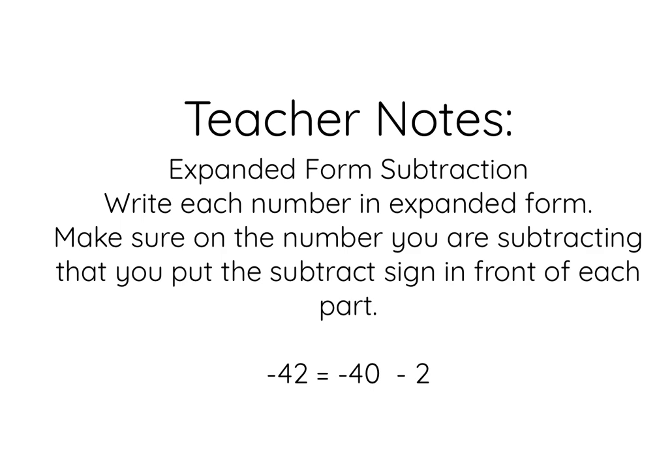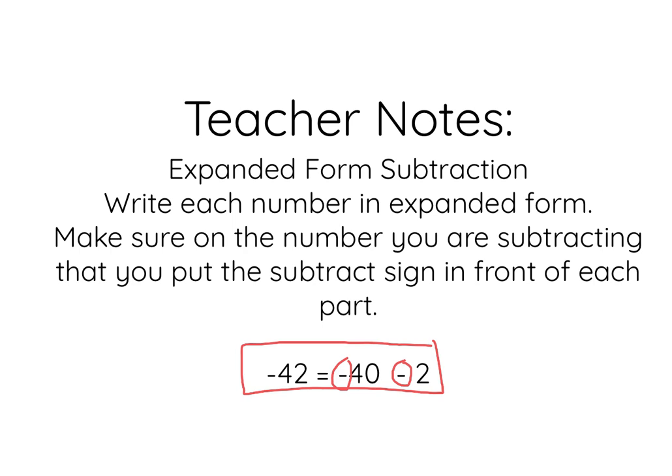First of all, when we write this in expanded form subtraction, make sure that when we subtract, we are actually writing, for example, minus 42 equal minus 40 minus 2. That way we are keeping the value exactly the same on both sides of the equal sign, and we're also making sure we have that subtract sign so we remember we are actually going to subtract.